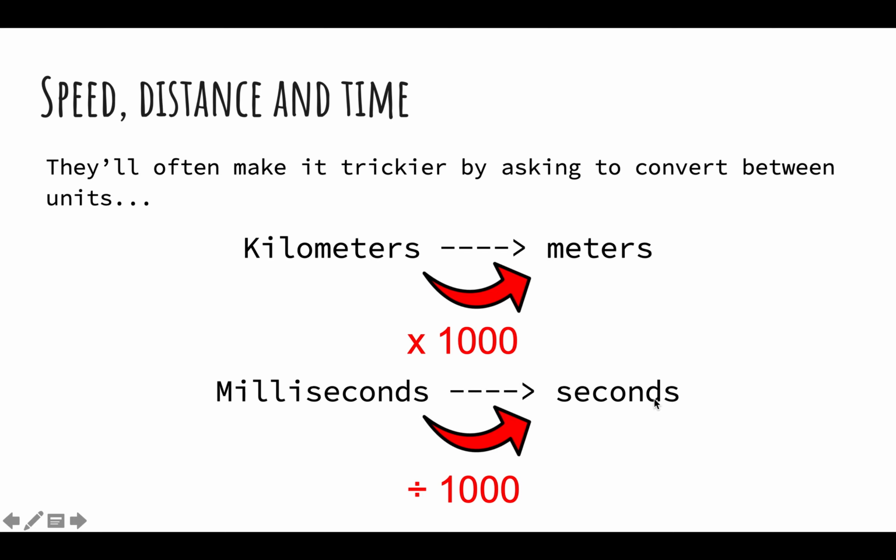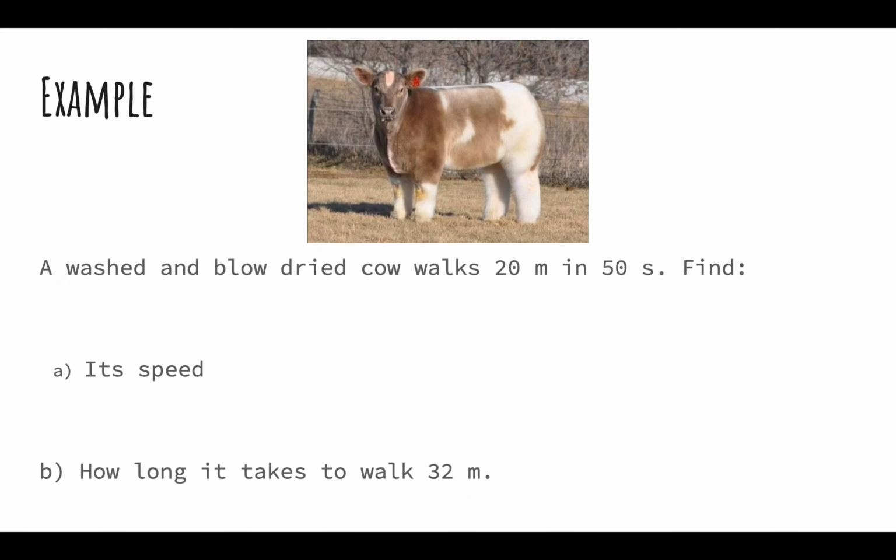Okay, so moving on to some examples of using that equation. Oh, hello. We've got a washed and blow-dried cow. Look at it, beautiful fur there. The farmer has taken a lot of care over that cow. What a handsome cow. Okay, right, got distracted.